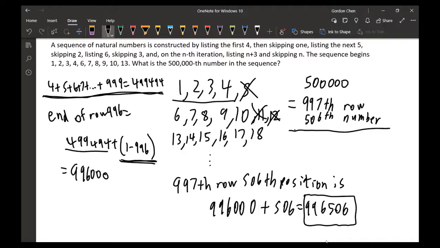So this is the 997th row and the 506th number. This is the end of the 996th row. So for the 997th row, the 506th position, each is plus 1. So the 506th position is the end plus 506, which is 996,506.